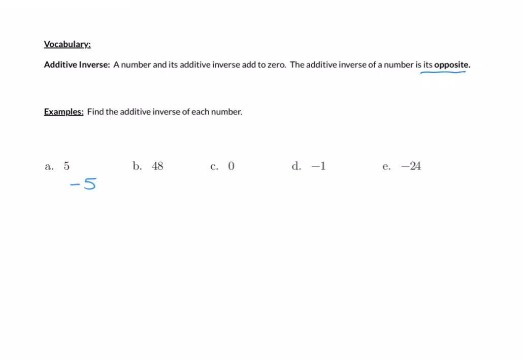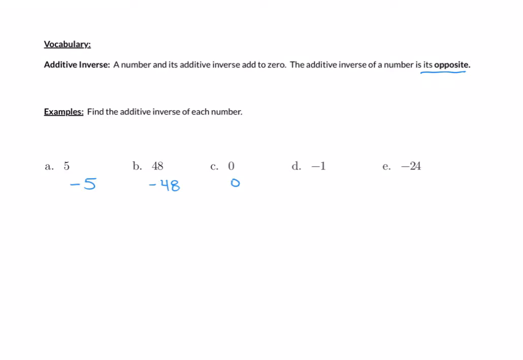Similarly for 48, the opposite of positive 48 is negative 48. 48 and negative 48 combine to 0. Now what about 0? Does 0 have an opposite? Technically, the opposite of 0 is just 0. 0 has no sign, so what do you need to add to 0 to get 0? It's just 0.